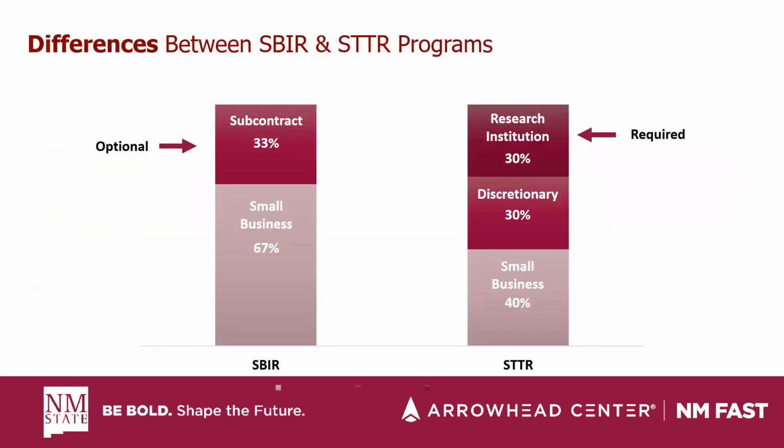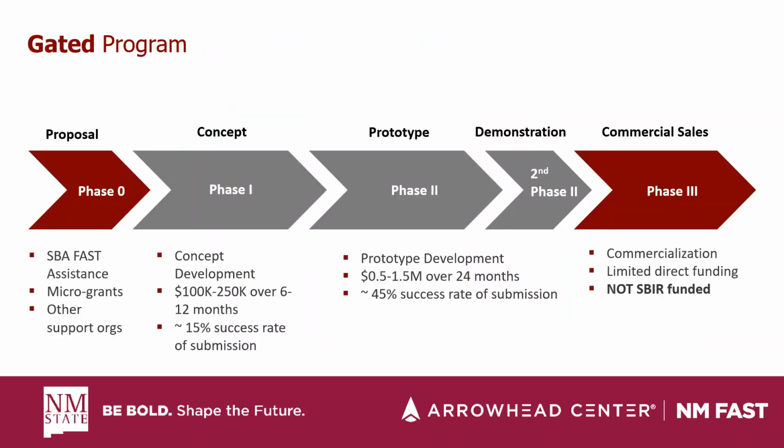Okay, so this is the chart I was mentioning that kind of shows the breakdown of how those awards can be broken up. So for SBIR, it's optional to subcontract up to 33%. For STTR with the RI, it needs to be at least 30%. And then you have about 30% discretionary that can go either way. We call the SBIR and STTR programs a gated program because there are gates.